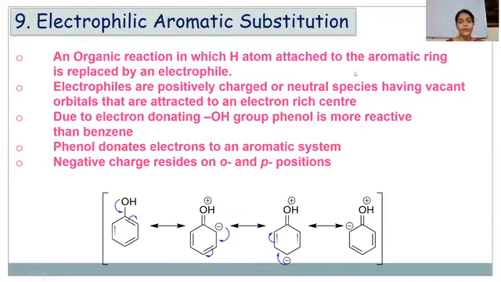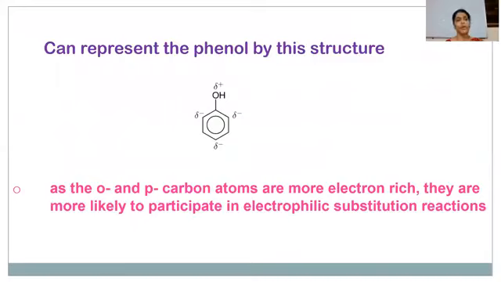As you can see in the resonating structures of phenol, by electron donation, first it produces the negative charge on ortho position, then it delocalizes towards para position, then again delocalized towards the next ortho position. The resonating hybrid structure of phenol can be represented by the same structure in which there are two negative charges on the ortho positions and one at para position. As the ortho and para carbon atoms are more electron rich, they are more likely to participate in electrophilic substitution reaction. That means any electrophile can attack on these electron rich positions.